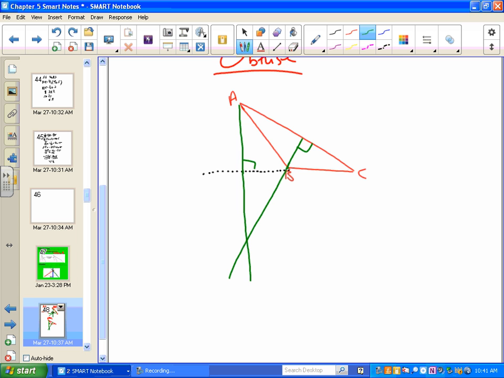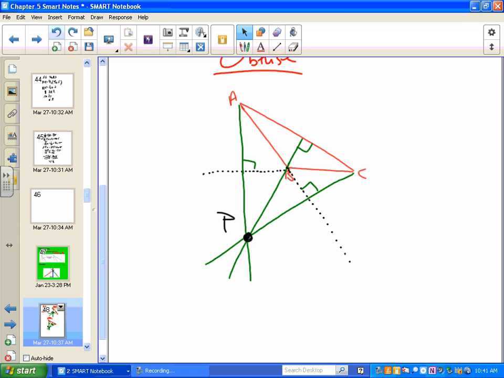Same thing applies whenever I go from vertex C. It is impossible for me to draw that line to AB and make it be perpendicular to AB. So, once again, I take AB and I extend it out, and now I can draw my line perpendicular right there. And there's my orthocenter P, and it sits outside of an obtuse triangle.